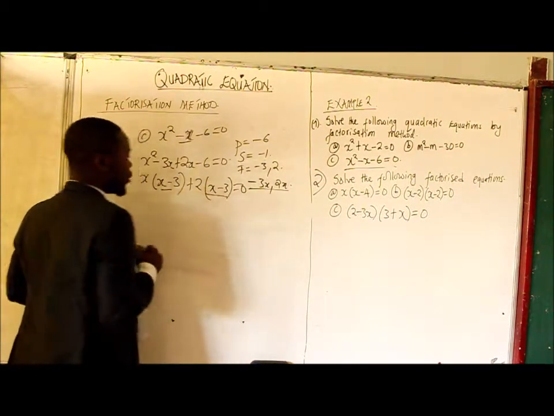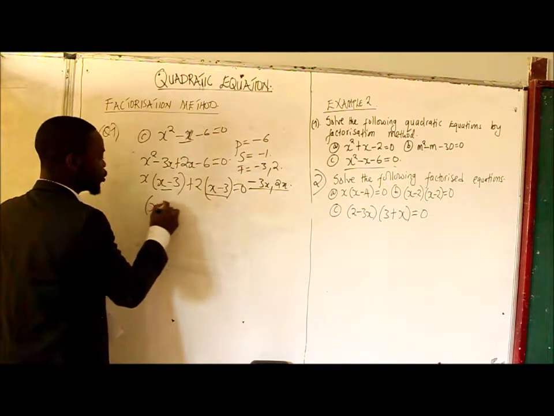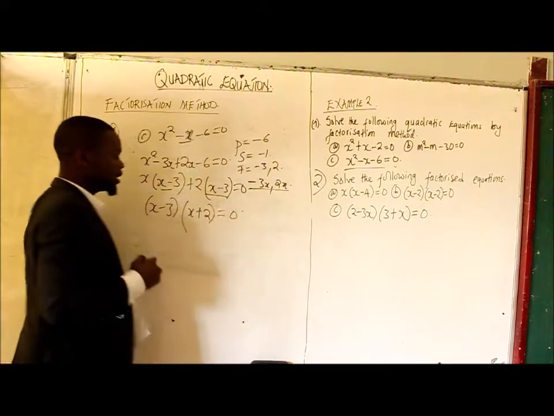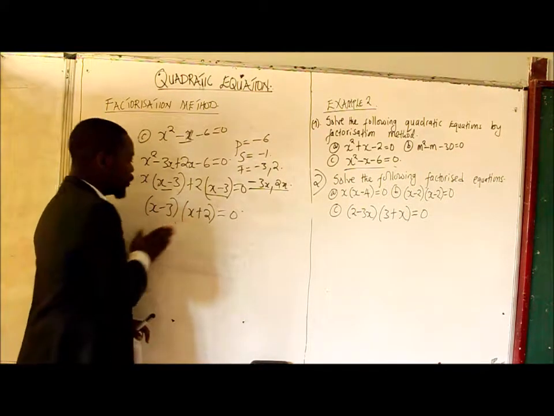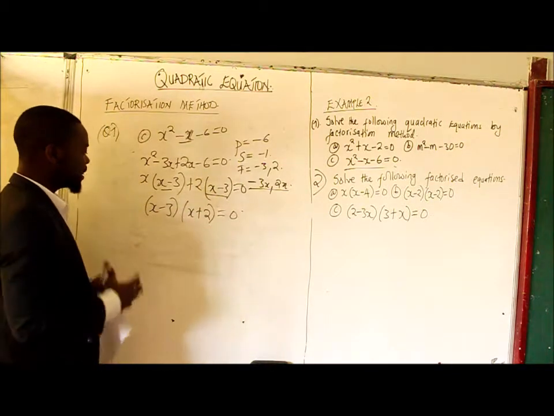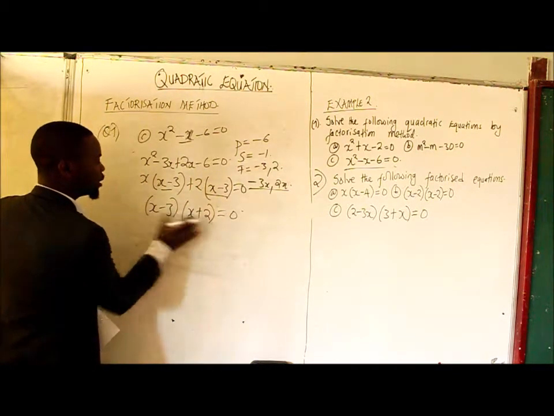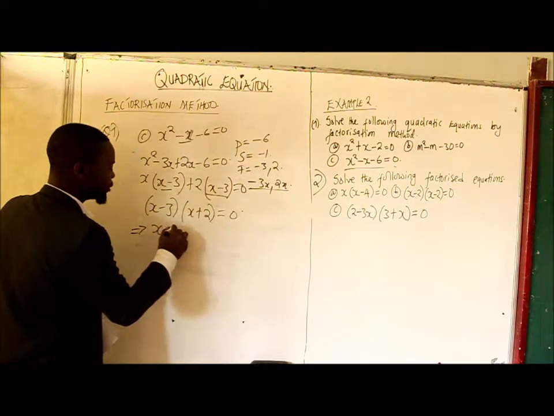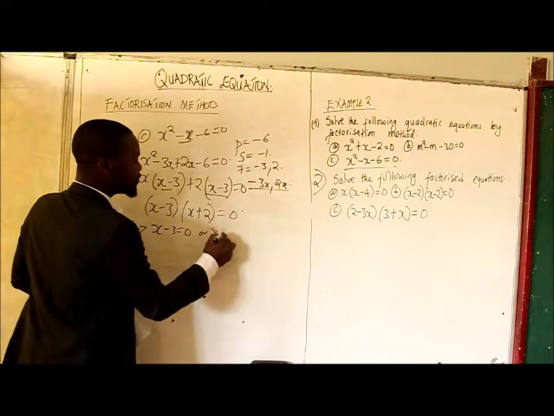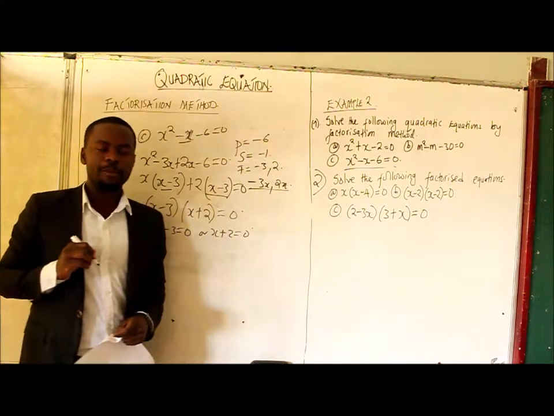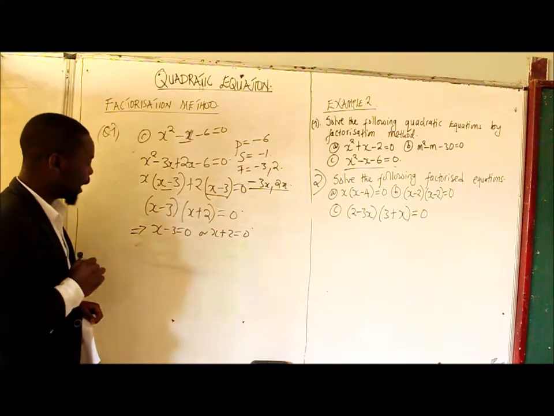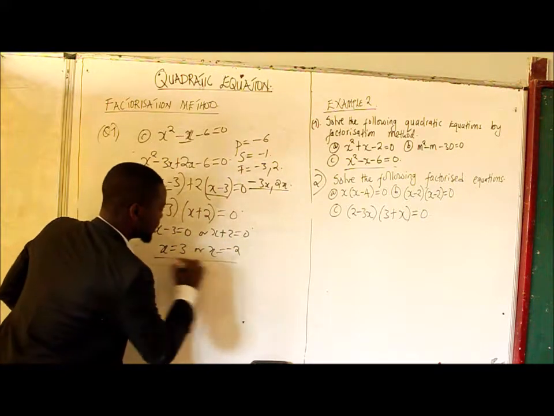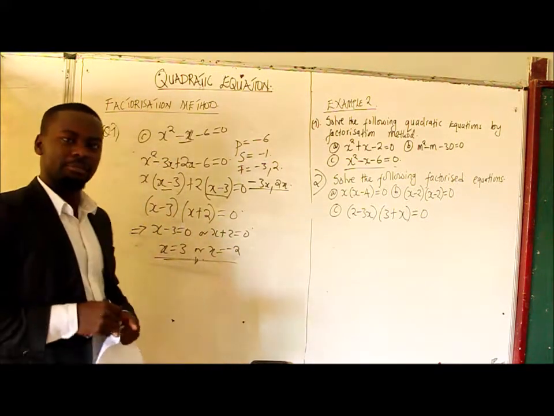So this component, they are what? One and the same thing. Therefore, we take one component and then we group what is outside, we bring them together. We are going to have what? This is equal to 0. From here, as usual, we use the zero product rule, which said that this component is equal to 0, or this component is equal to 0. So this implies that we have x minus 3 is equal to 0, or x plus 2 is equal to 0. From here, let's briefly find the value of x. So x is equal to 3, or x is equal to negative 2. This is our answer. Very simple.